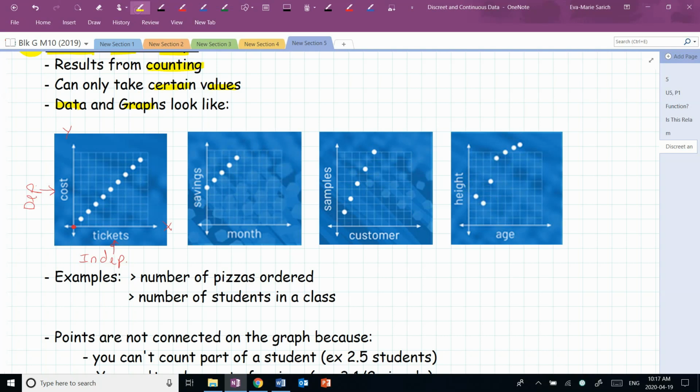So let's kind of recap this again. Discrete data are examples of numbers of things, counting. So the number of pizzas ordered. A way to think about it is you can't order a half a pizza. Another example is, say, the number of students in a class. We can't have 12.5 students in a class, right? We're counting whole things.